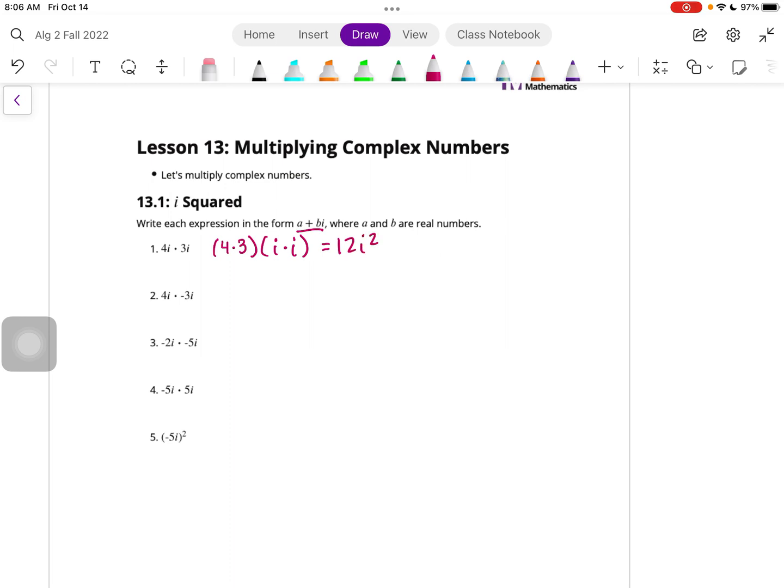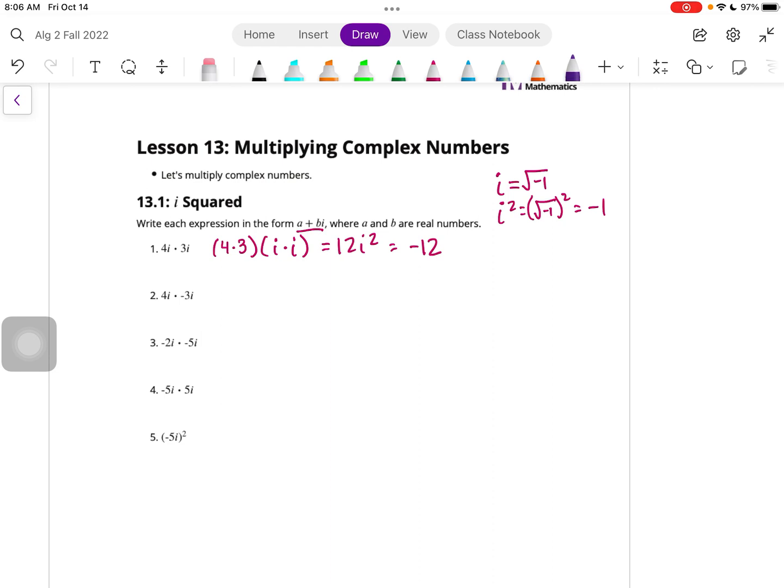Well, but what is i squared? Remember that i is the square root of -1. So i squared is the same thing as the square root of -1, squared. And remember that a square root and the square cancel each other out. They're inverse operations, so you end up with -1. So i squared is -1. So this is really -12, because i squared is -1 and -1 times 12 is -12.